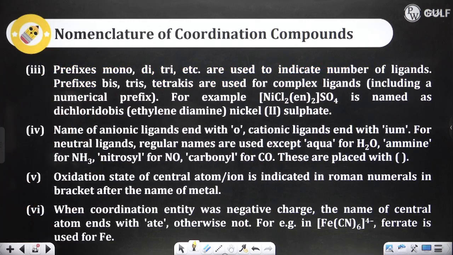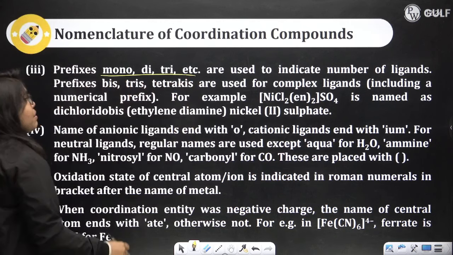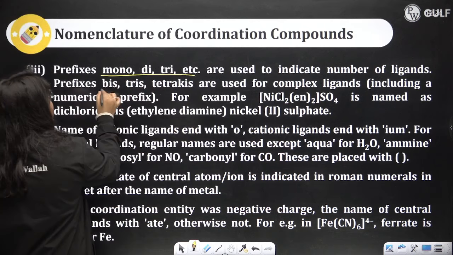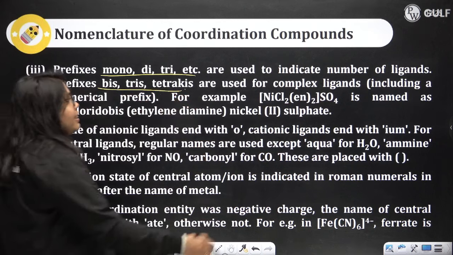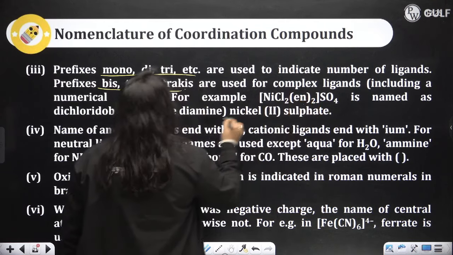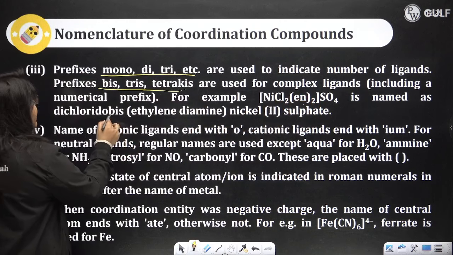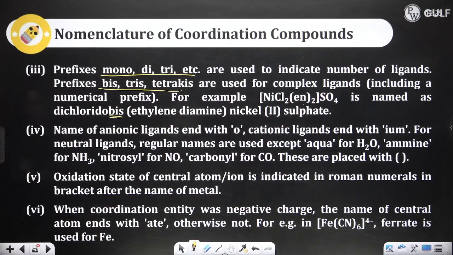Okay, now prefixes mono, di, tri. This is used to indicate the number of ligands. But if complex ligands are used, then bis, tris, tetrakis is used. Now here it is ethylene diamine, but we write it as en taken twice. So we will use bis ethylene diamine because it is a complex ligand.